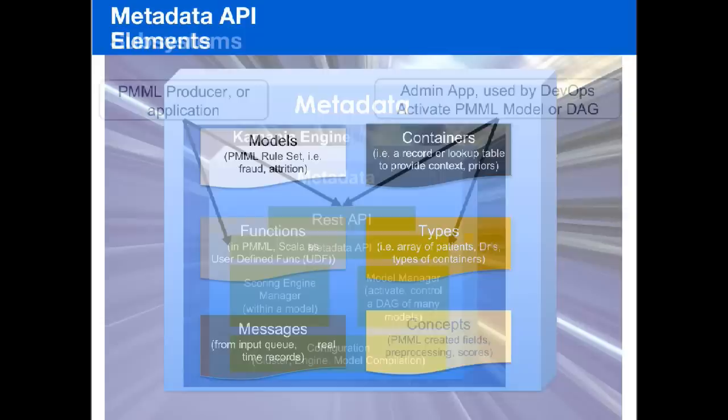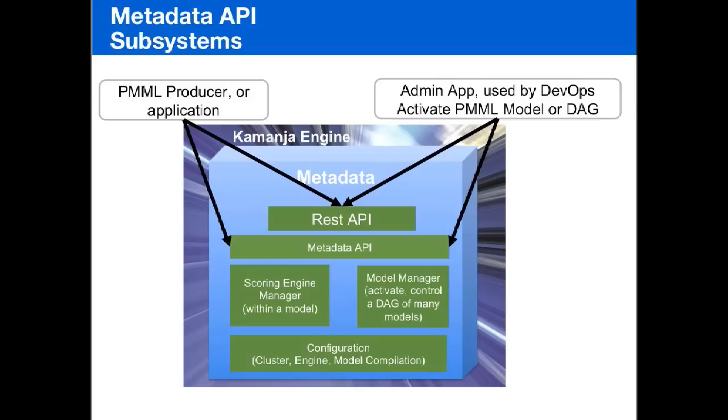So also breaking up the metadata. You can call it through a REST API or go directly to the metadata API. There's a scoring engine manager, so that manages scoring an individual model. And then there's a model manager that we use, and that controls like the DAG. So if you have a dozen models, all to score a particular transaction or a particular person, then that would manage the DAG of models. And then there's the various configuration, the cluster configuration engine, model compilation.